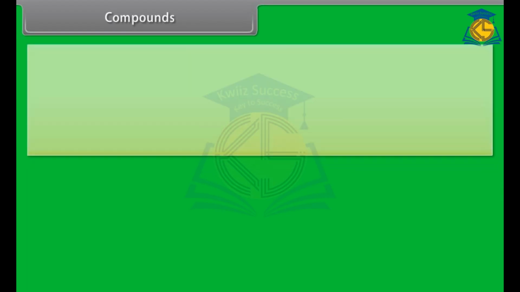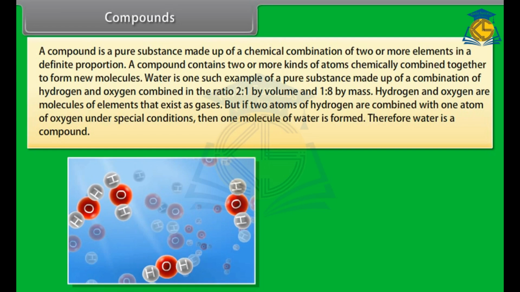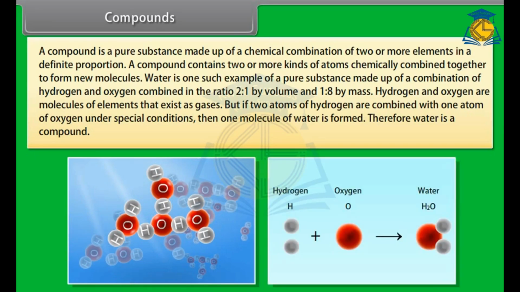Compounds. A compound is a pure substance made up of a chemical combination of two or more elements in a definite proportion. A compound contains two or more kinds of atoms chemically combined together to form new molecules. Water is one such example of a pure substance made up of a combination of hydrogen and oxygen combined in the ratio of 2:1 by volume and 1:8 by mass. Hydrogen and oxygen are molecules of elements that exist as gases.